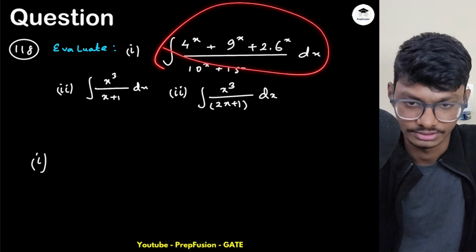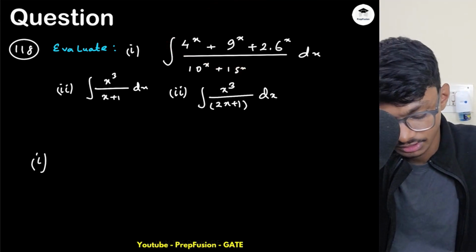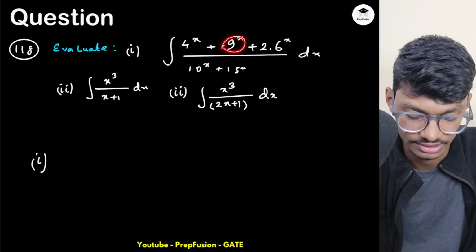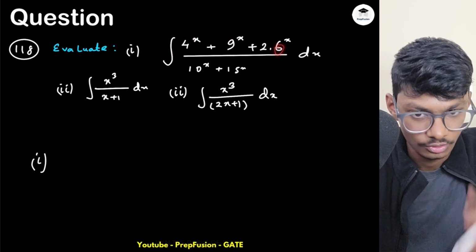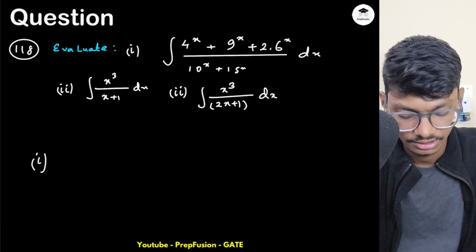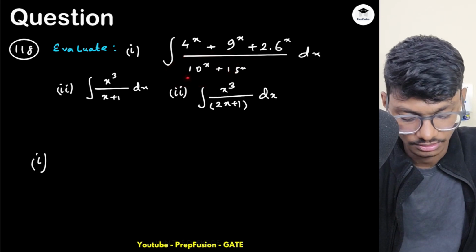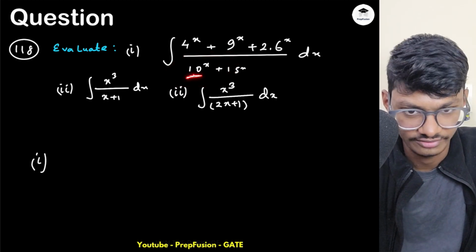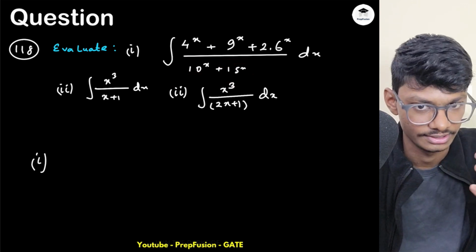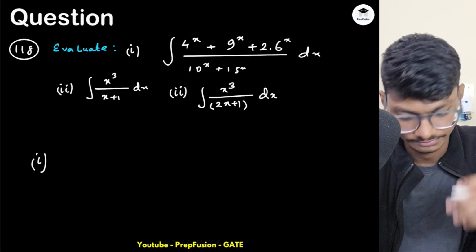You have to evaluate this. So how do you evaluate it? What I'm observing is that this is a 4 which is 2 square, this is 9 which is 3 square, and right here is the 2 times 3 multiplication. So this is like the a plus b whole square formula. In the bottom, this is 2 times 5 raised to power x, and this is 3 times 5 raised to power x. Again I'm getting 2 and 3, so obviously I have to use that.